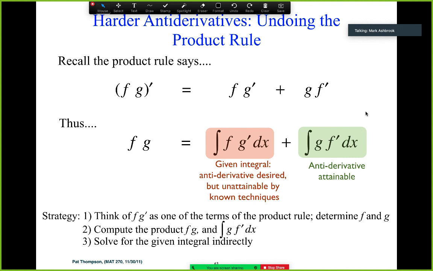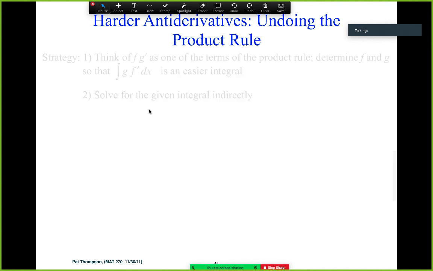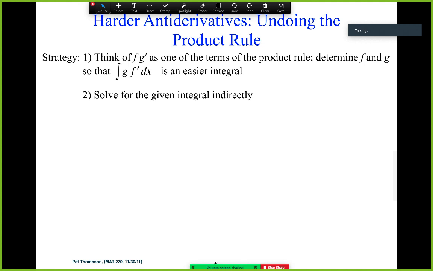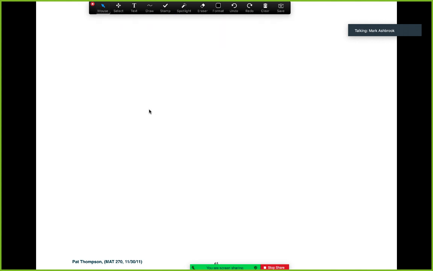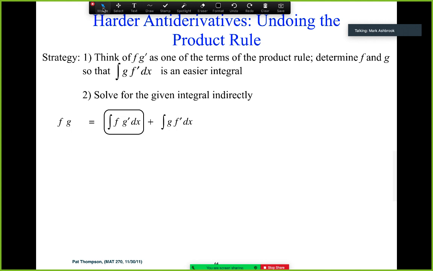So does that strategy make sense before we get to an example? All right, so let's try an example here. This is just a recap from the last slide. So here's the one we're going to try: the antiderivative of 4x cosine x dx.